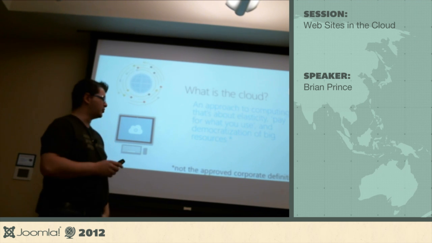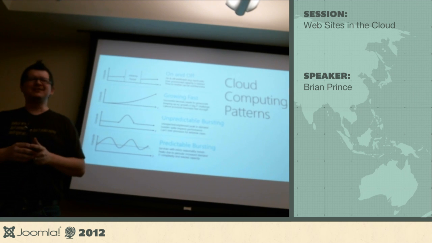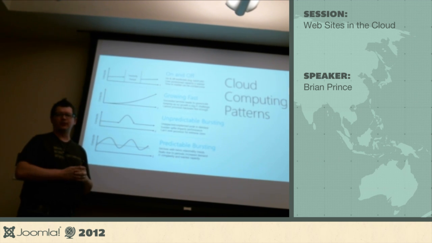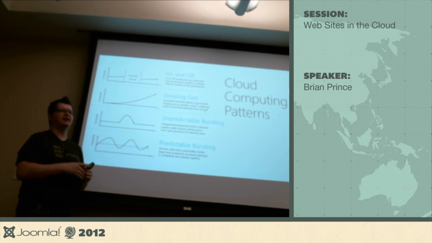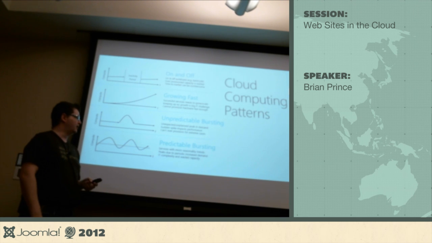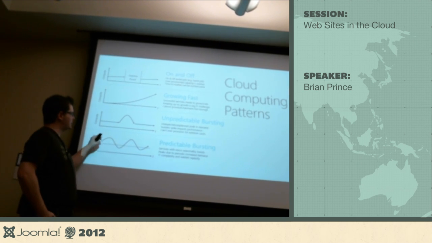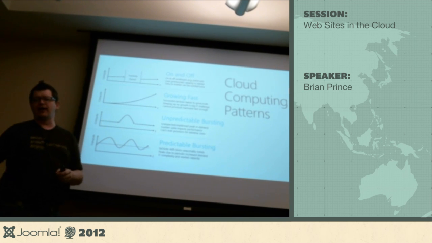Now, this isn't necessarily the approved corporate definition. This is just my definition. And these are the 4 patterns that you'll often see cloud computing really used for. The bottom 2 are the most common. Predictable bursting, like the weekend after Thanksgiving, that's a big spike. The week before my birthday, that's another big e-commerce spike. And we know those spikes are going to happen, so we can plan our hardware around that.